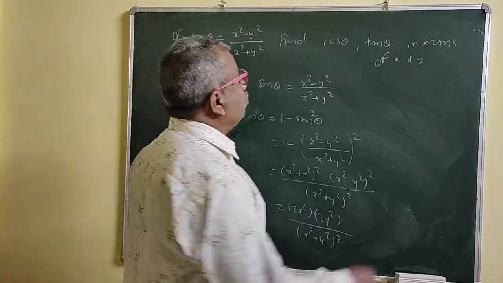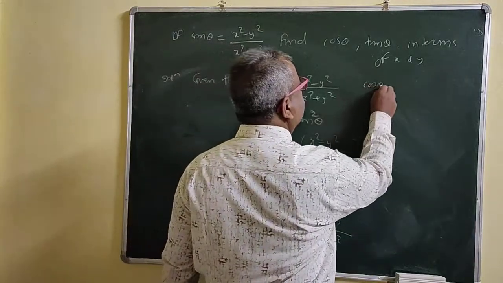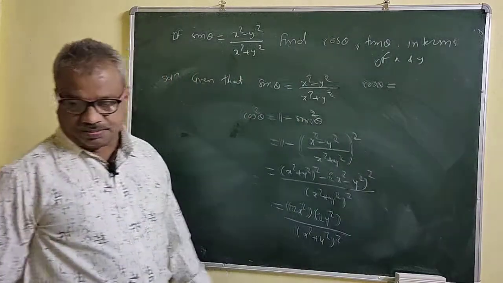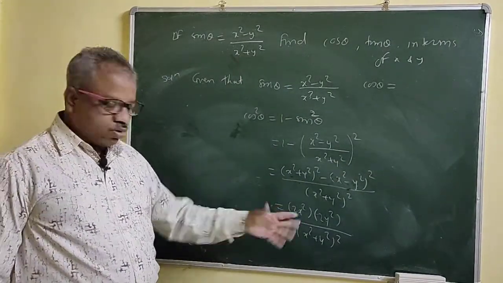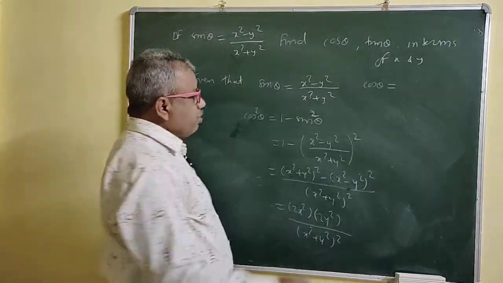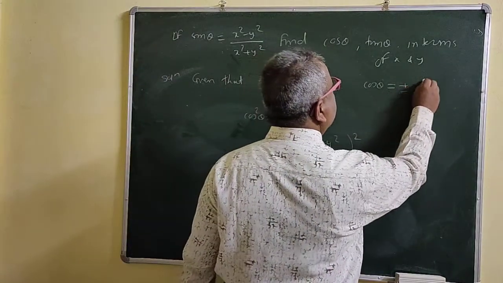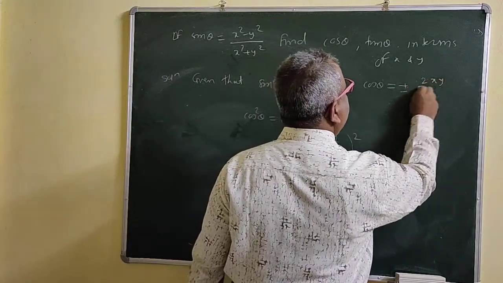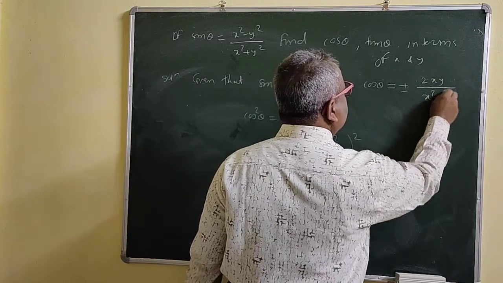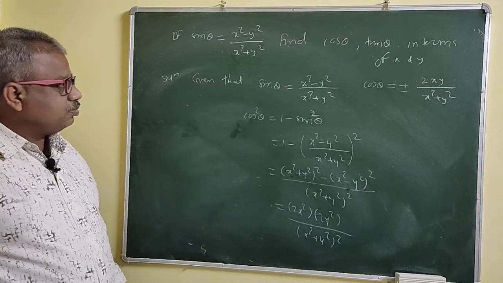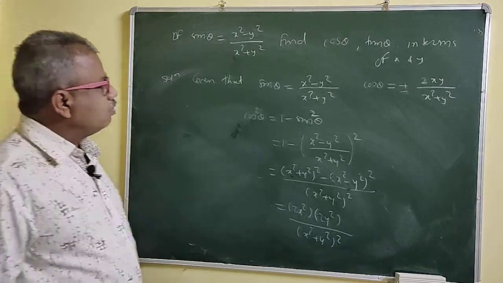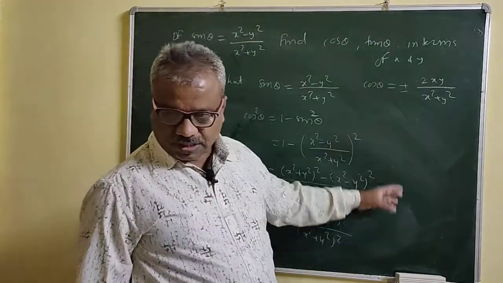Okay. So now you want cos theta, right? All others are squares, so the power 2 will get cancelled. So what will be then? Plus or minus you have to write. This is 2xy upon x square plus y square, right? This will be the value of cos theta in terms of x and y.